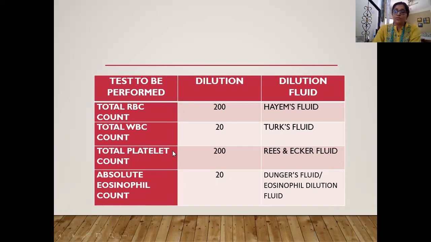Now the platelet count we also know is very high. So again, we dilute 200 times, with Rees and Ecker fluid. WBC count is much lower and eosinophil is even much lower than that. So for them, we only dilute 20 times. Turk's fluid and the Dunger's fluid or the eosinophil dilution fluid.